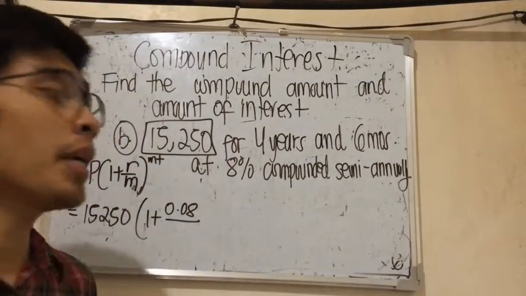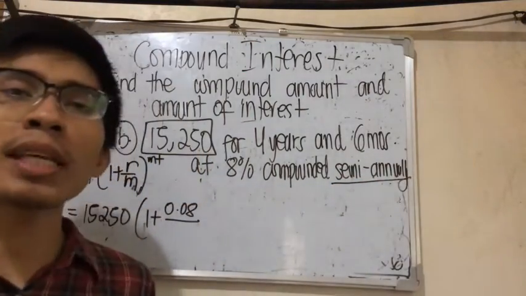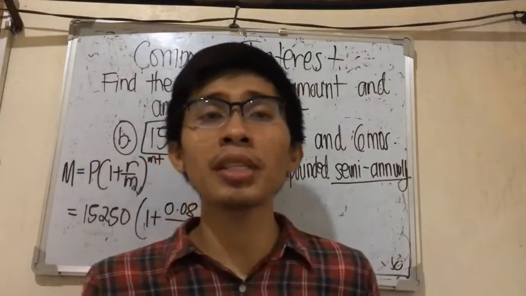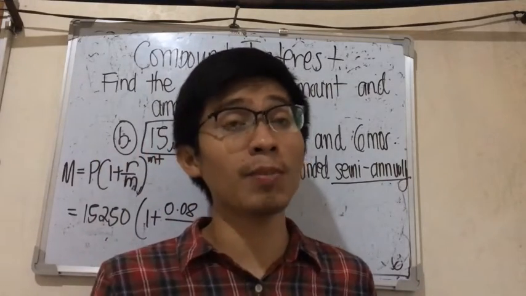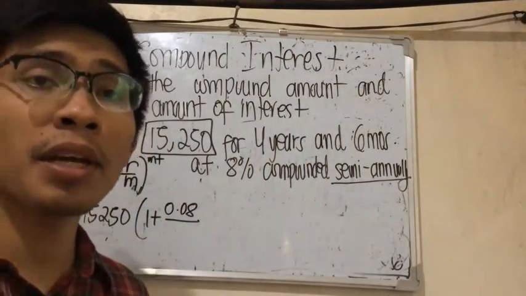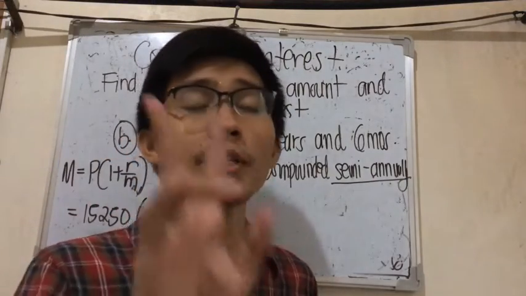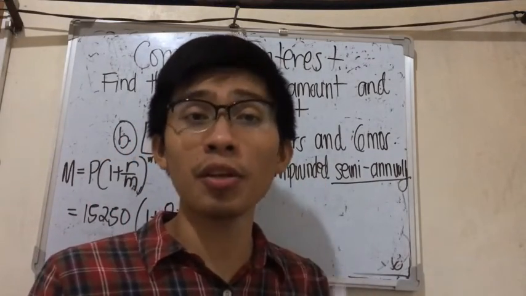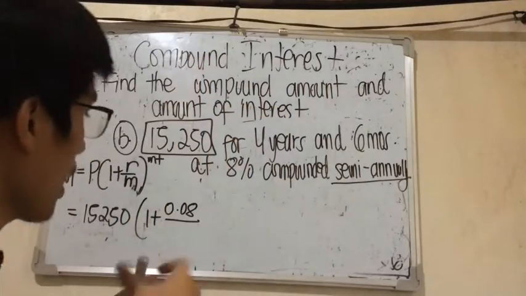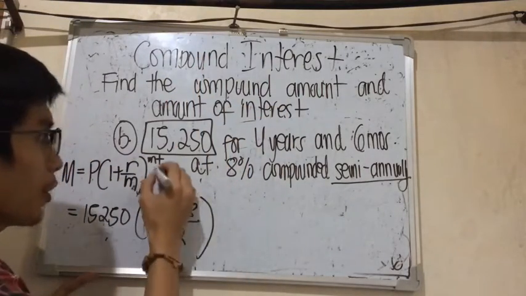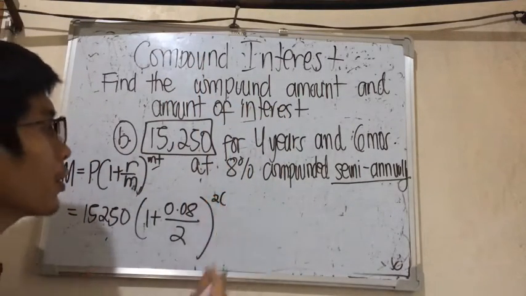Our compounding period here is semi-annually. When we say semi-annually, your money will increase twice a year or every 6 months. Therefore, your M here is 2. Again, why 2? Because that is semi-annually, or it increased twice a year. So that is now 2. What is your M here? Again, 2. What is your time?